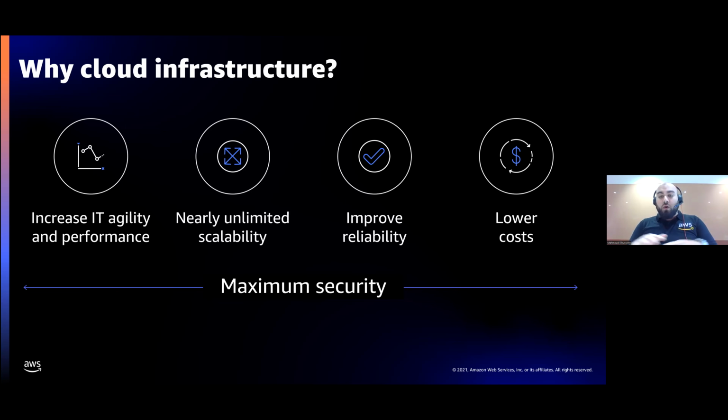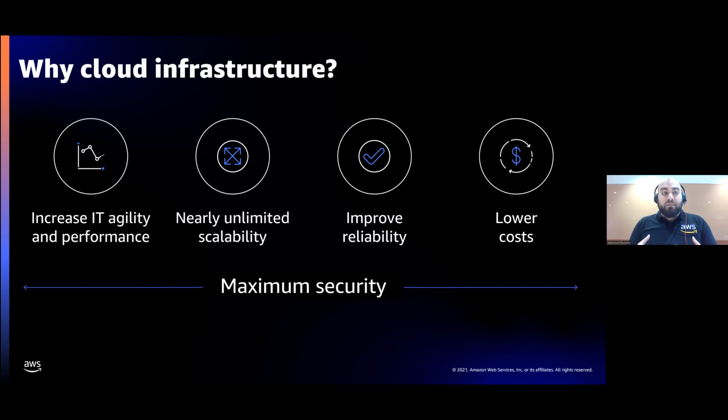Now, having all of this while maximizing security. This is what it means to be running on AWS. Security is the most important aspect for us. It's our number one priority, or what we call here job zero, that the privacy and the security of the data of our customers are our top priority.